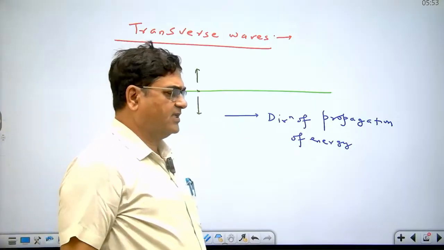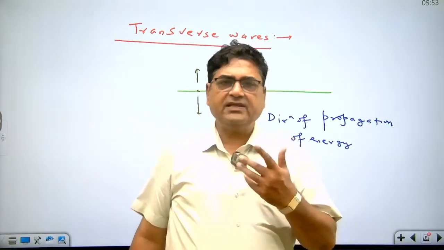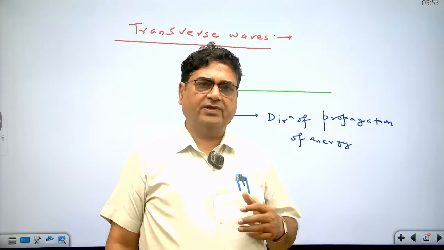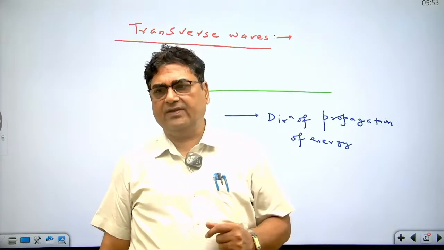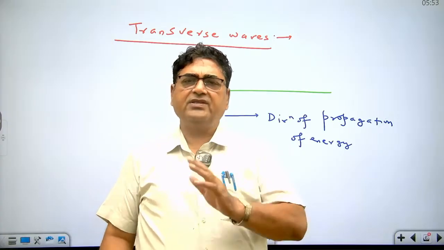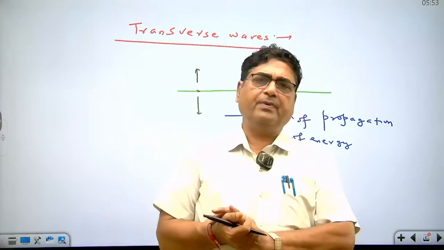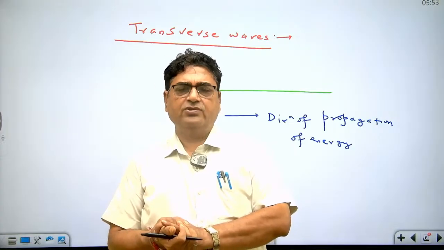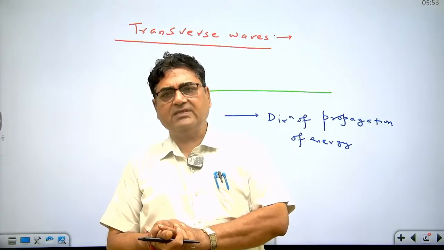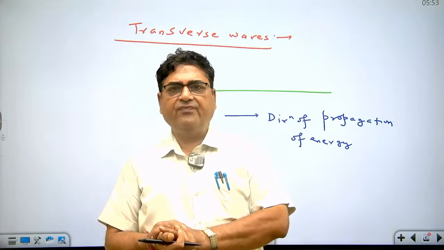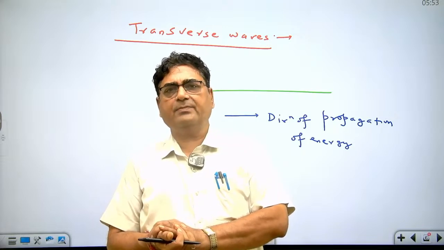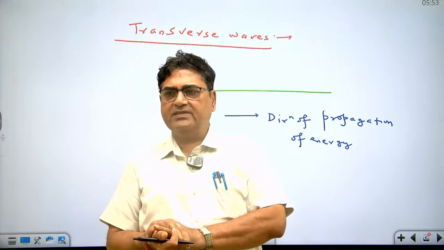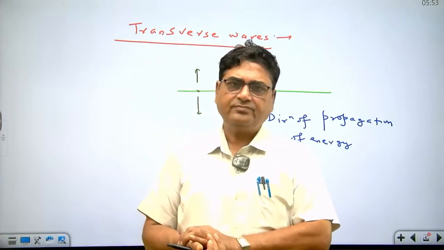The propagation of transverse waves takes place in the form of crest and trough, while propagation of longitudinal wave takes place in the form of compression and rarefaction. Compressions are the points where medium particles remain relatively closer to each other. So density and pressure change remains maximum at compression. And rarefactions are the points where medium particles remain relatively away from each other. So density and pressure change remains minimum at rarefaction point.